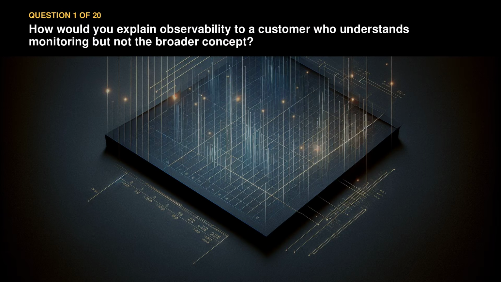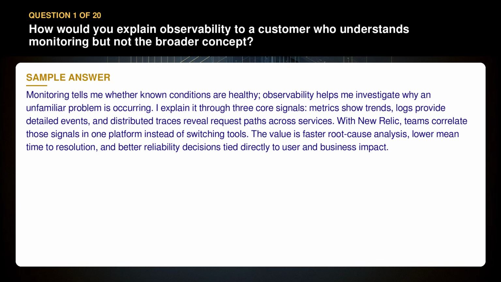Question 1. How would you explain observability to a customer who understands monitoring but not the broader concept? Monitoring tells me whether known conditions are healthy. Observability helps me investigate why an unfamiliar problem is occurring. I explain it through 3 core signals. Metrics show trends, logs provide detailed events, and distributed traces reveal request paths across services. With New Relic, teams correlate those signals in one platform instead of switching tools.